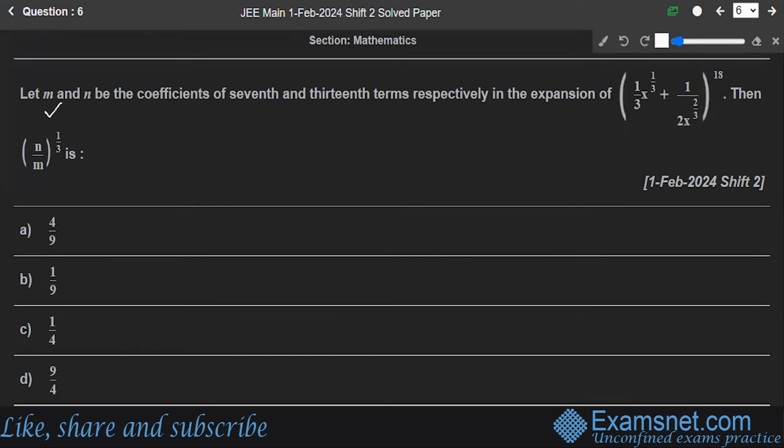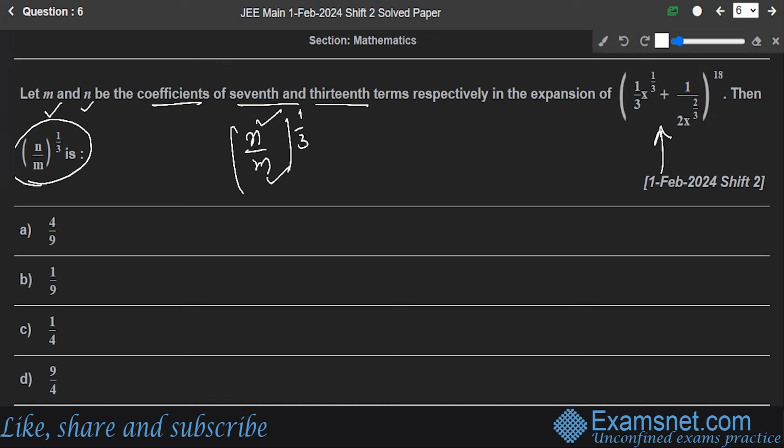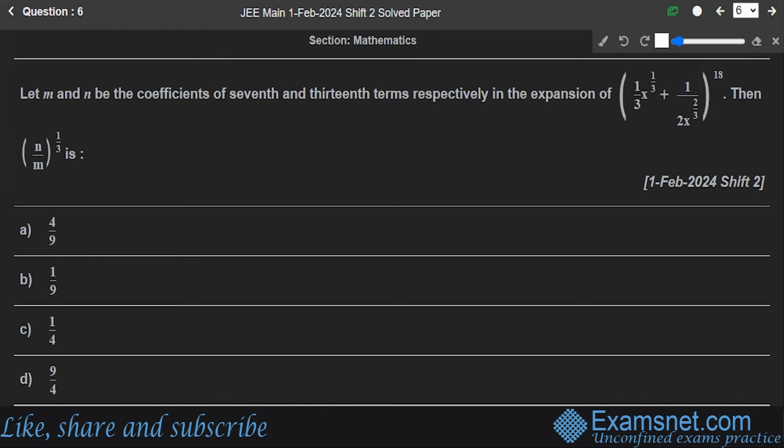Question number 6. Let M and N be the coefficients of the 7th and the 13th terms in the expansion of this, and you have to find N by M raised to power 1 by 3. So I have to find N and M from this question. The given expression is 1 by 3 x power 1 by 3 plus 1 upon 2 x power 2 by 3 raised to power 18. Let M be the coefficient of the 7th term and N be the coefficient of the 13th term.